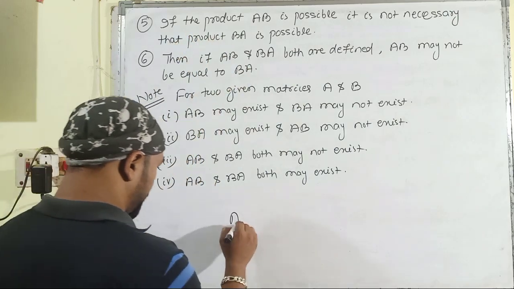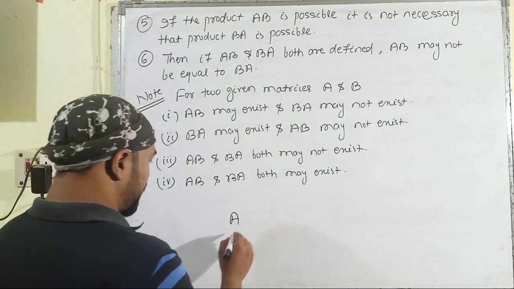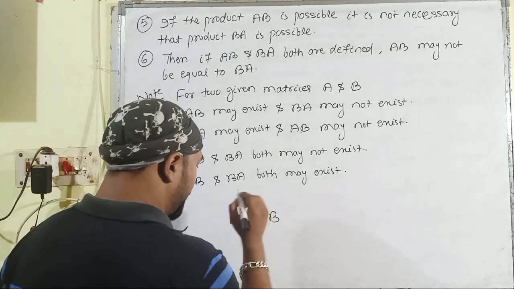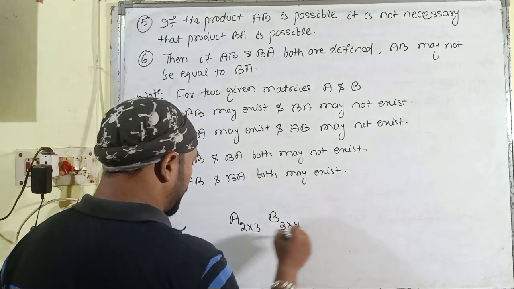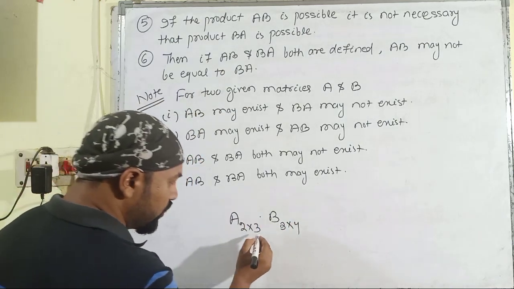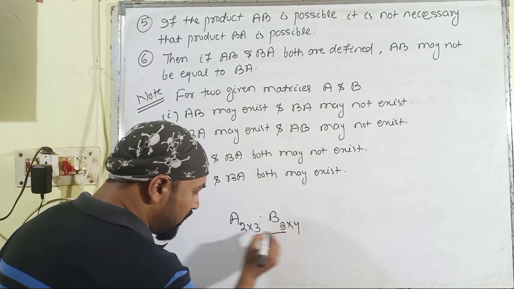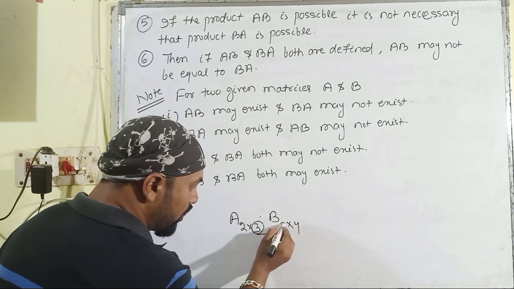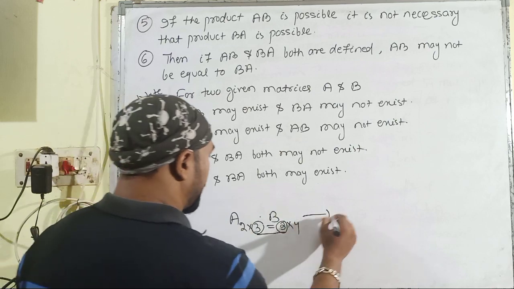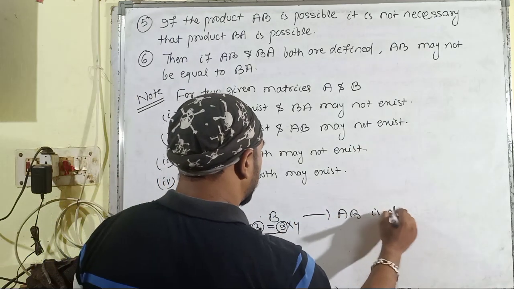Let us consider an example. Let A be any matrix of the order 2 cross 3, and B be any matrix of the order 3 cross 4. And here AB is defined because the number of columns of the first matrix is equal to the number of rows of the second matrix. So AB is defined here.